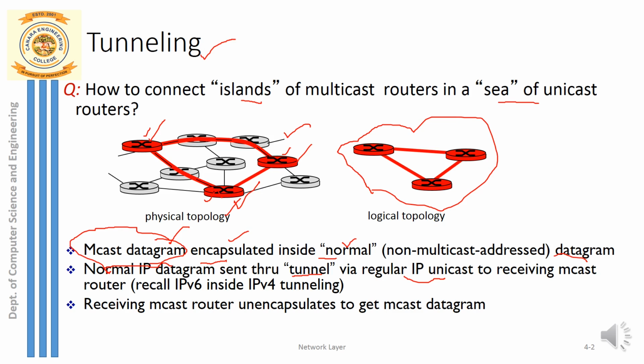See, it is something like the data that is flowing inside the tunnel. What is the data that is there inside the tunnel? It is a multicast datagram inside the tunnel, but outside, what is that tunnel thing here? Tunnel is nothing but the normal datagram. Okay, so tunnel is a normal datagram, so it is sent normally.